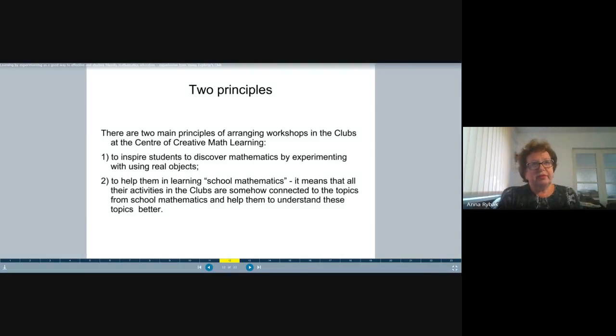We wanted to show them, to convince them that mathematics can be discovered by themselves, and they don't need to be afraid of mathematics, of school mathematics. We wanted to show this school mathematics from another side, from the side of activities. We wanted to show mathematics as a joyful process, learning mathematics as a joyful process.